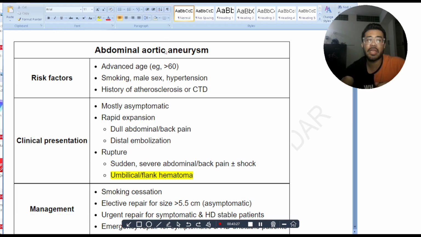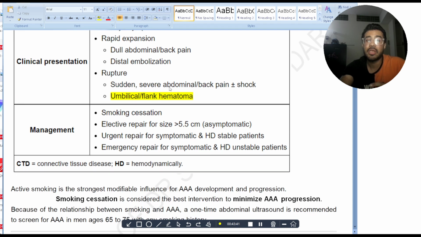So abdominal aortic aneurysm, advanced stage smoking, that is the most high yield cause. Mostly asymptomatic. If it becomes symptomatic, it is called unstable abdominal aortic aneurysm. Dull abdominal back pain, distal embolization, rupture, sudden severe abdominal pain, back pain, shock, that is hemodynamic instability, flank or umbilical hematoma. So elective repair is done if the size of the aneurysm is greater than 5.5 centimeter.